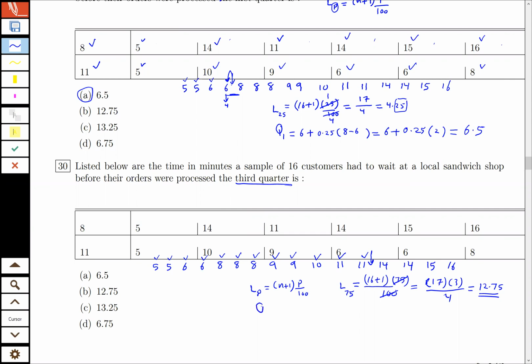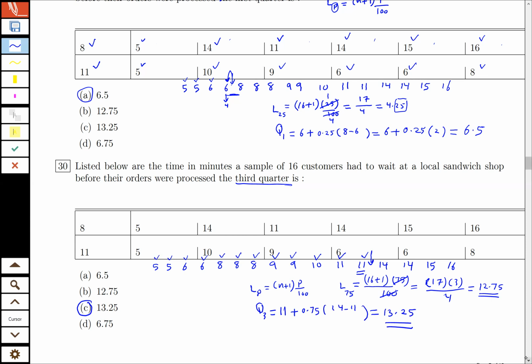We do the same thing. Q3 will be the element before, which is 11, plus here we have not 0.25 but 0.75 times the difference, 14 minus 11. That will give me 13.25. That is what we call the third quarter: it is 13.25, not 12.75. I hope that will be clear enough for you.